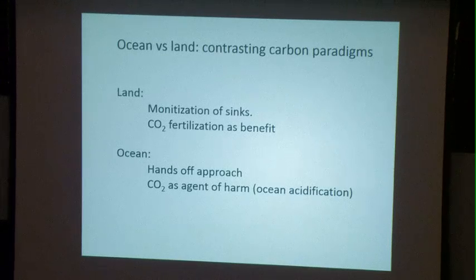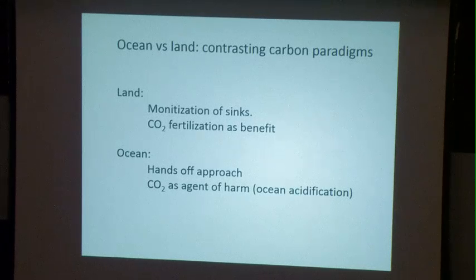So what's going on in the ocean? There's no monetization. There's a hands-off approach. Basically, the ocean is international waters that nobody can touch. You can't even put a ton of CO2 in, or you're against the law of the sea. There are strange, illogical barriers to actually viewing it as something. People have thought of iron fertilization and other things to try to get CO2 out, but it's been tricky territory for anyone to venture into. And then you don't see CO2 effects on the ecosystem as a benefit. You see it as an agent of harm. It's called ocean acidification. So on the land, we have CO2 fertilization. In the ocean, we have ocean acidification.